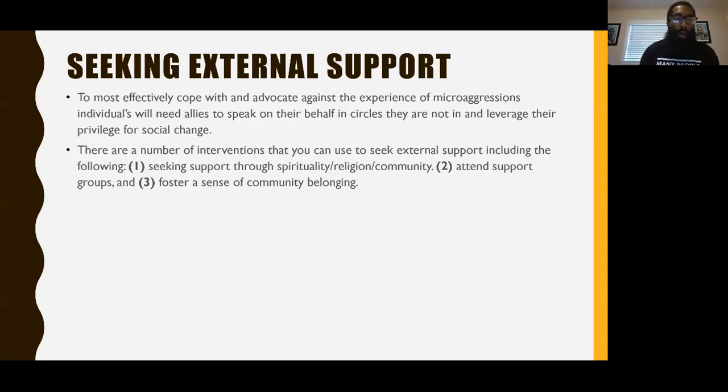And kind of what you're looking for in all of this is a space where the individual can feel affirmed based on their marginalized background, or foster a sense of community belonging. So they go someplace where they feel like other folks have a shared experience with them.